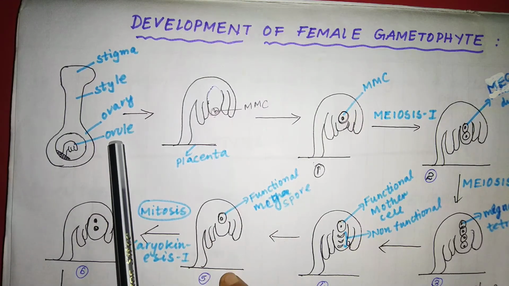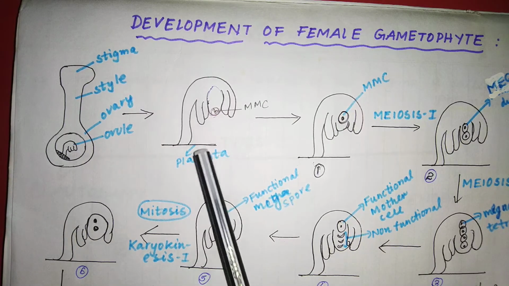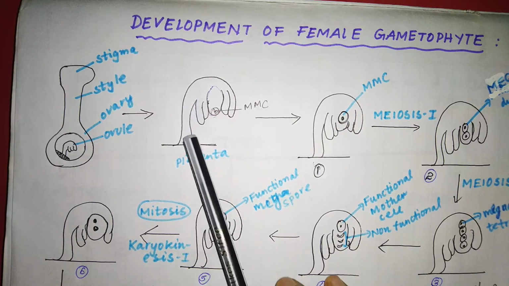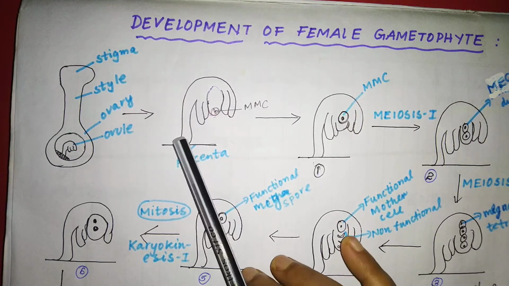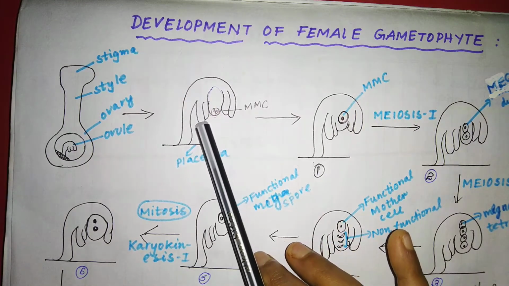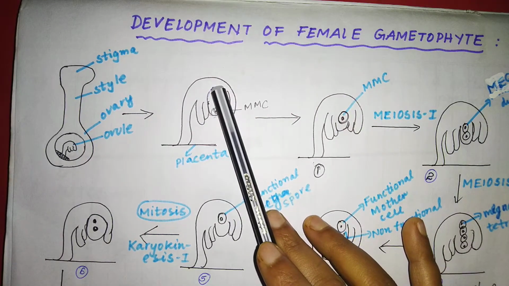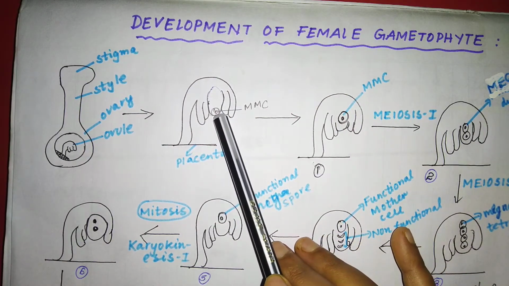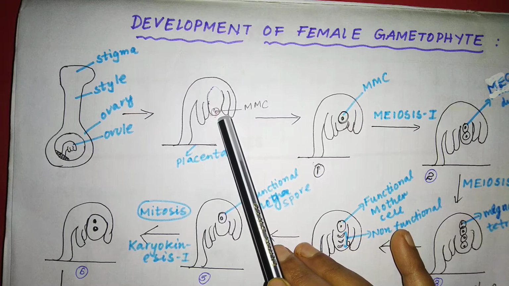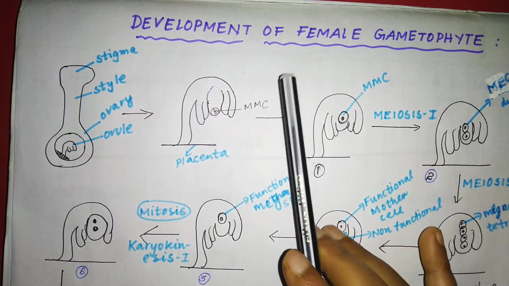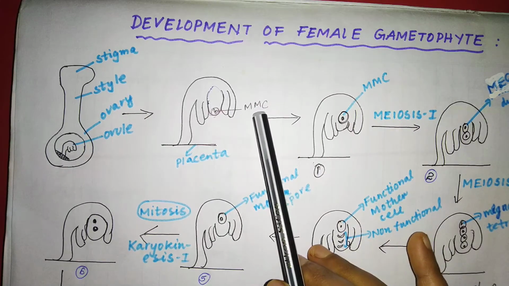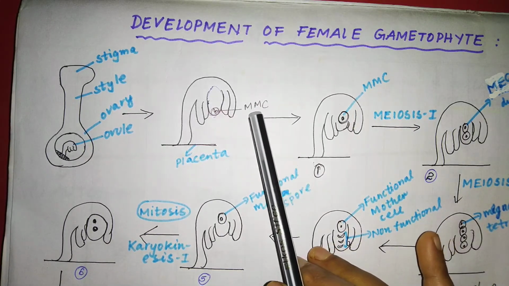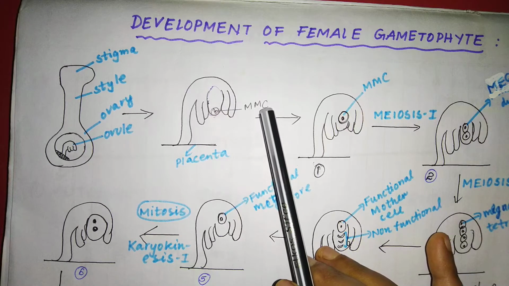Inside the ovary, ovule is present and the ovule is attached to the ovary through the placenta. To the placenta, the ovule is attached. One of the nucleus cells which is towards the micropyle end will act as a MMC, that means megaspore mother cell.